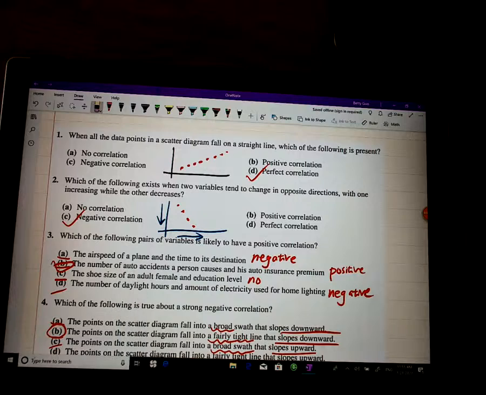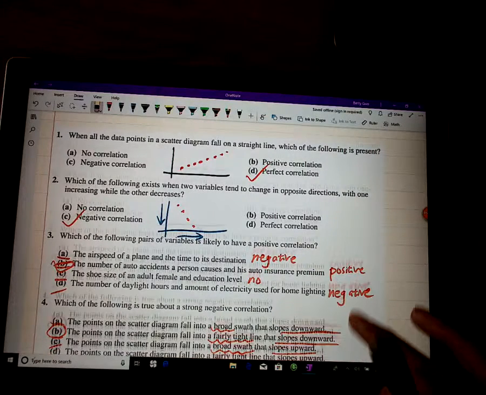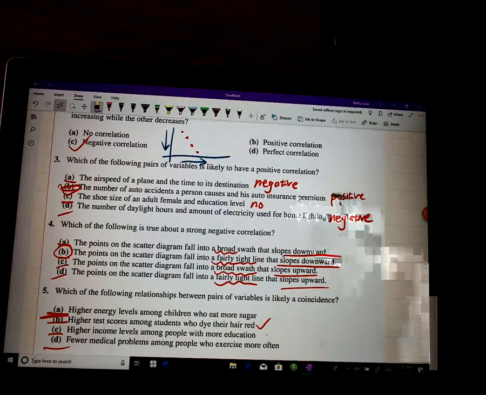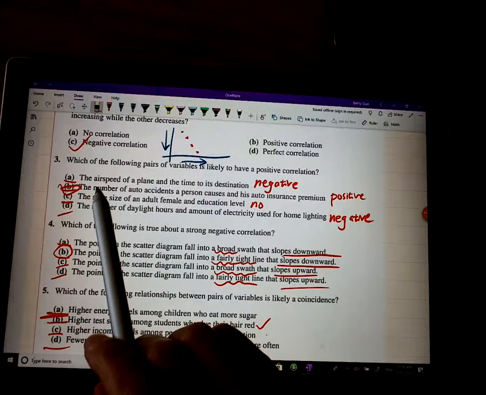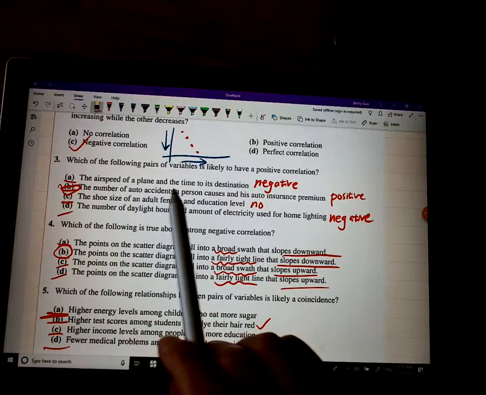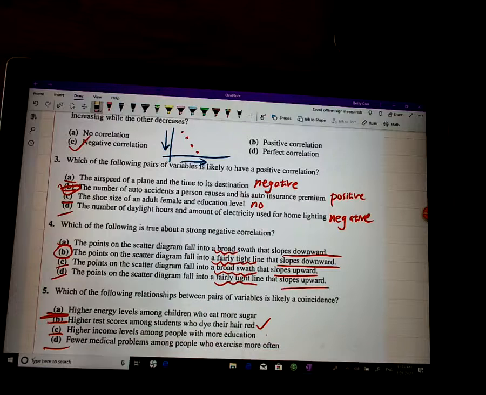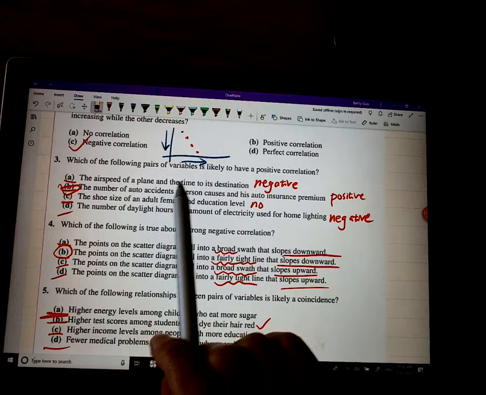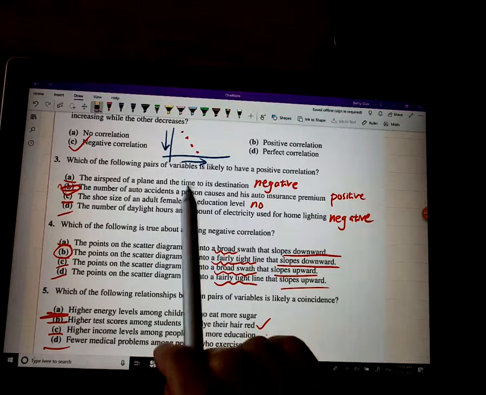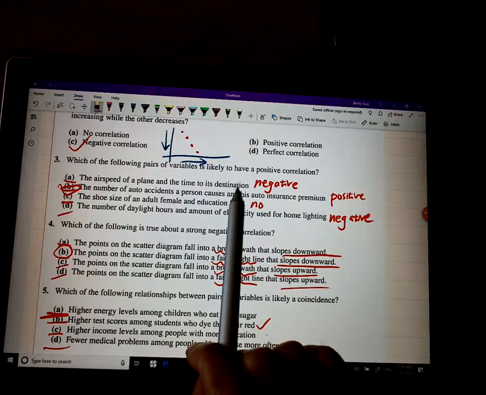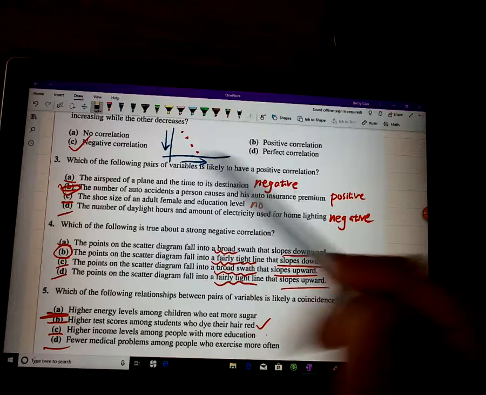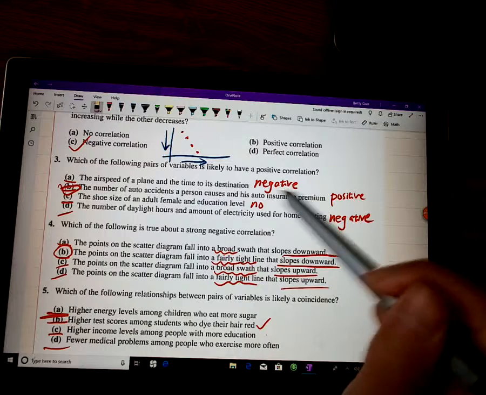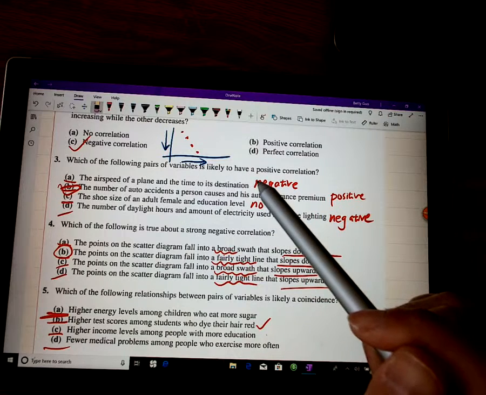Number 3, which of the following pairs of variables is likely to have a positive correlation? Means the higher values of one variable correspond to higher values of the other variable. A, the airspeed of a plane and the time to its destination. The faster the plane goes, the less time it takes to arrive at its destination, right? I think that's a negative. Yeah, the faster your speed, the less time that you need. That is negative. We do not choose that. We need to find the positive one.